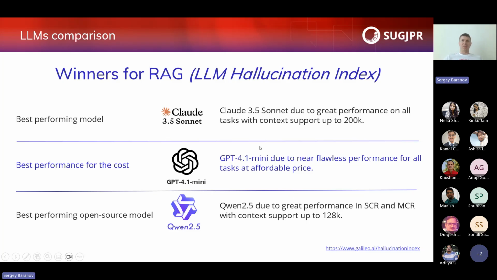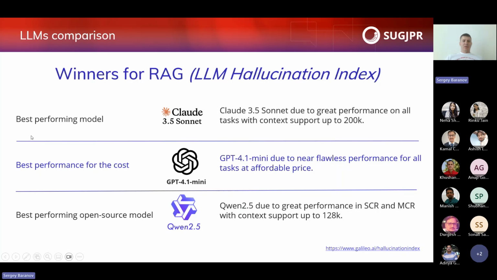Here we can see the best LLMs for Retrieval-Augmented Generation with minimum hallucination index. ChatGPT 4.1 mini was released about a week ago. I have already played with it, and I can say that it's really cool. Compared with 4.0 mini, it has significant improvements in hallucinations and in understanding agent instructions, and it's a little bit faster than 4.0 mini.